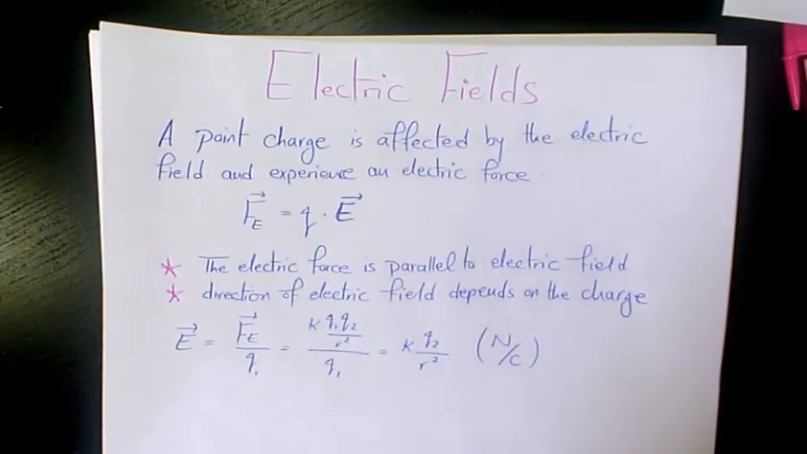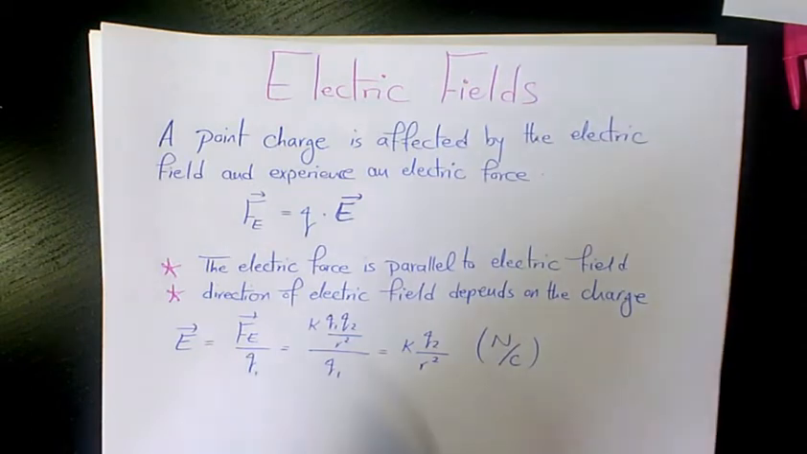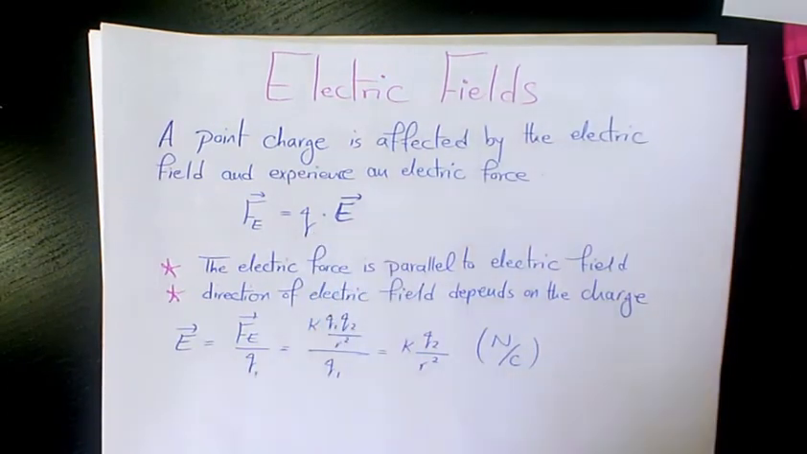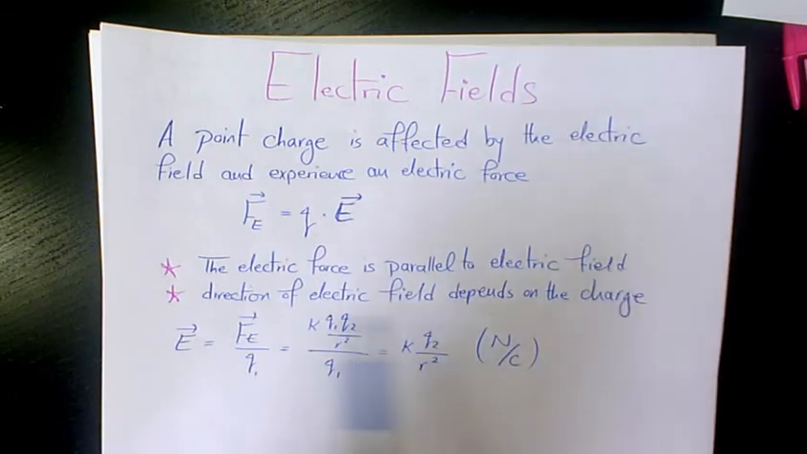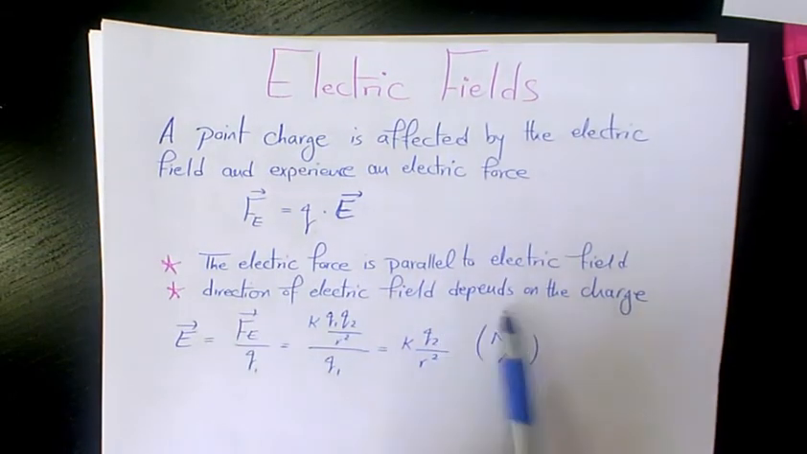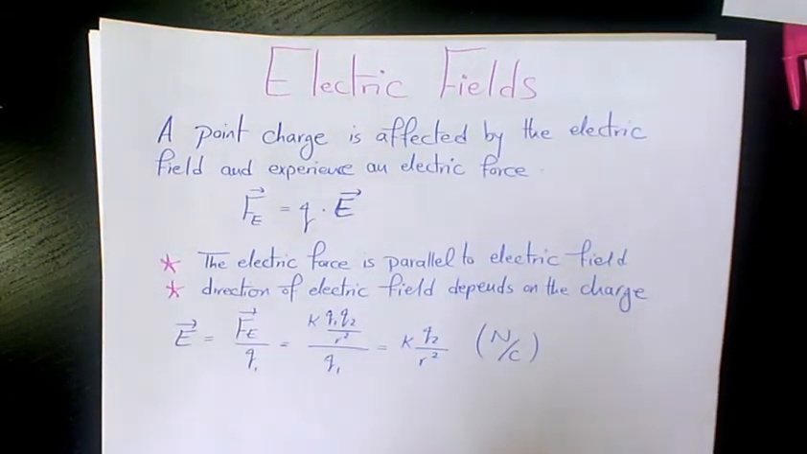How do we calculate electric field? A point charge is affected by electric field and experiences an electric force. Electric force equals the charge of the particle times the electric field. The electric force is parallel to the electric field, and the direction of the electric field depends on the charge sign.